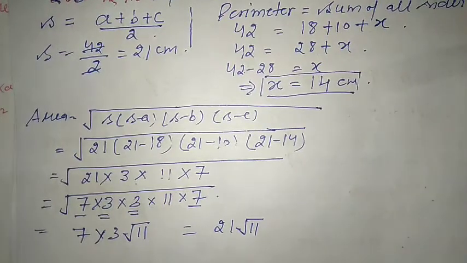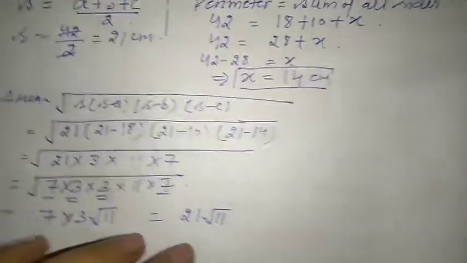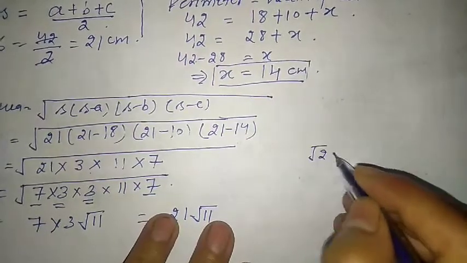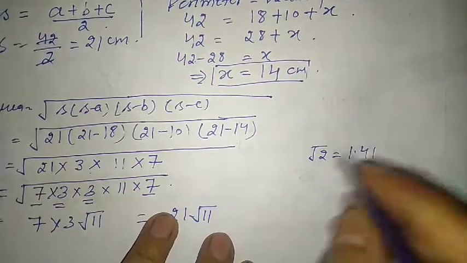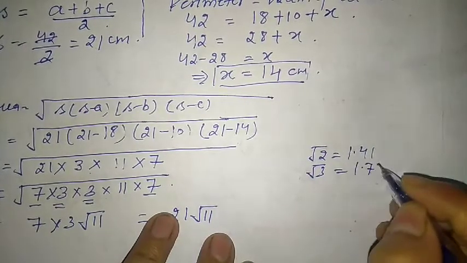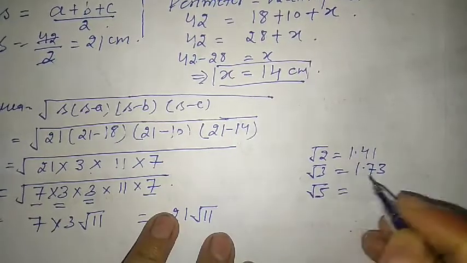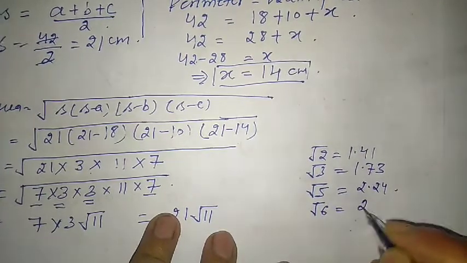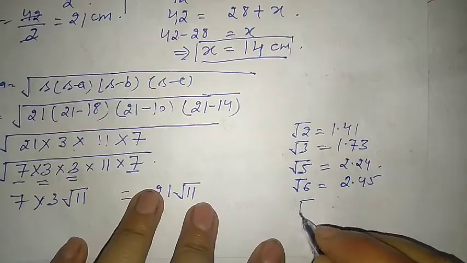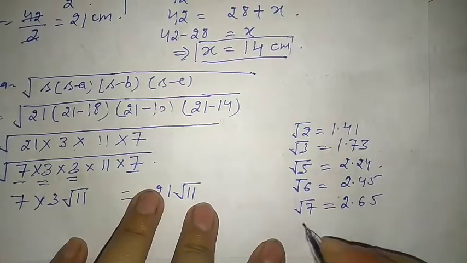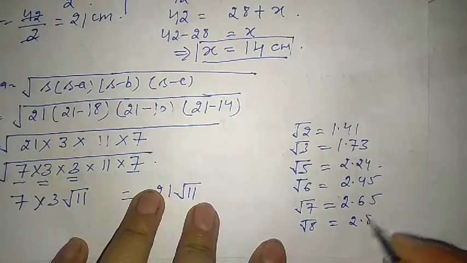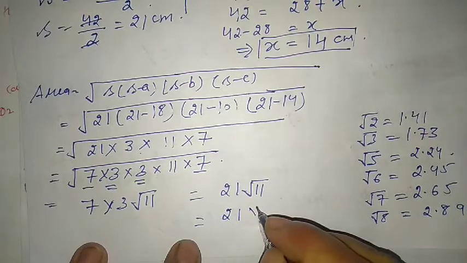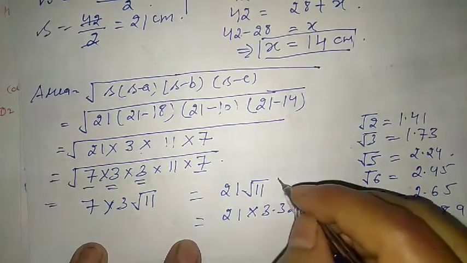So guys, I advise you that you have to learn all these initial roots. Just like root 2, we have 1.414, root 3 we have 1.73, root 4 is 2 only, and root 5 is 2.24, root 6 is 2.45. These are the approximate values. Root 7 is equal to 2.65. Root 8 we have 2.89. Okay. And similarly, root 11, I think we have 3.32. You can leave the answer here also.